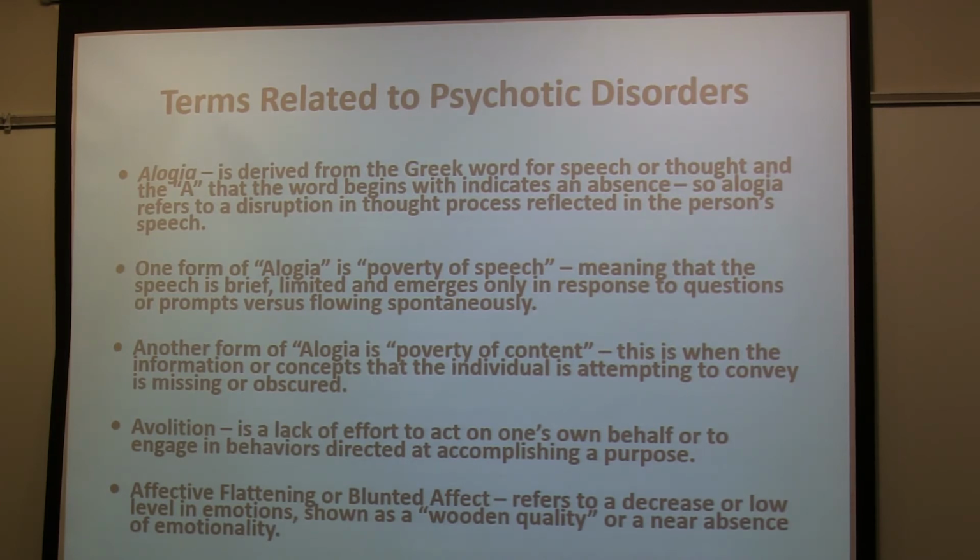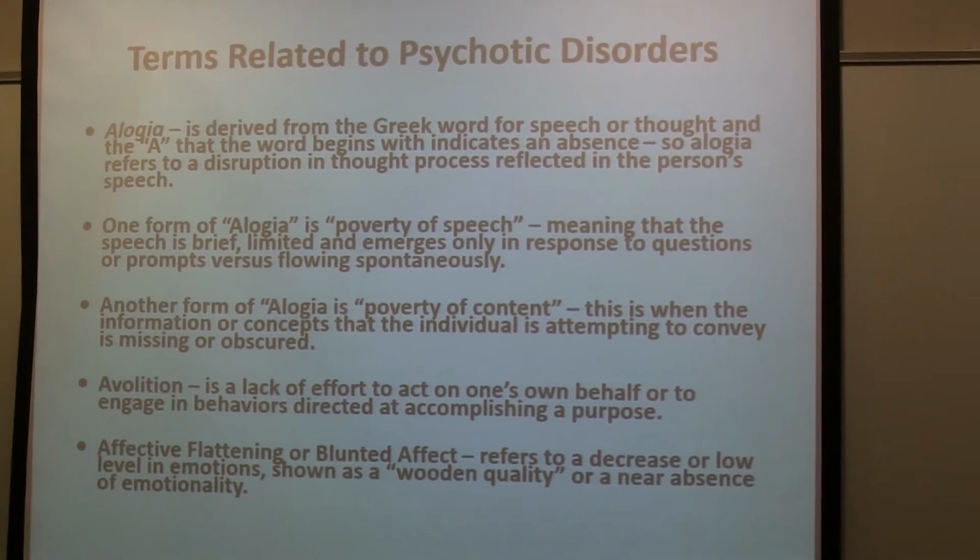Avolition is a lack of effort to act on your own behalf or to engage in behaviors to accomplish a purpose. Affective flattening or blunted affect refers to a decrease or low level in emotions, shown as a wooden quality or near absence, it's flat, of emotionality.